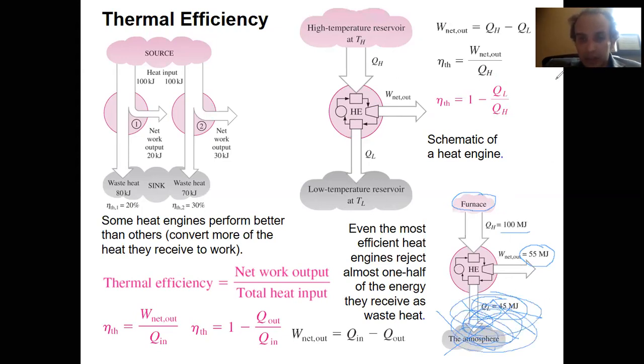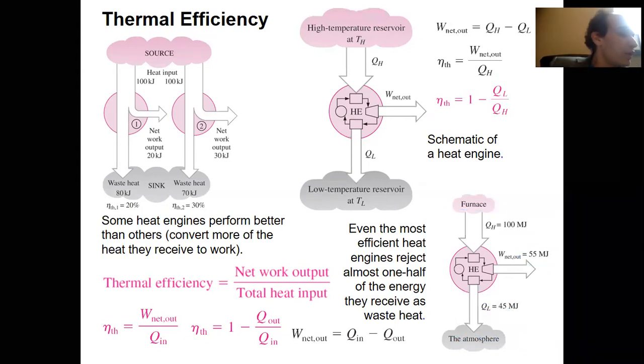It should exist. So here, if you have two devices, let's say I have two heat engines, 1 and 2. They have the same source and the same sink, okay? And both of them get 100 kilojoules from the source. But the first heat engine had an output of 20 kilojoules. So 80 kilojoules will be lost then, right? So what is the efficiency of the first one?